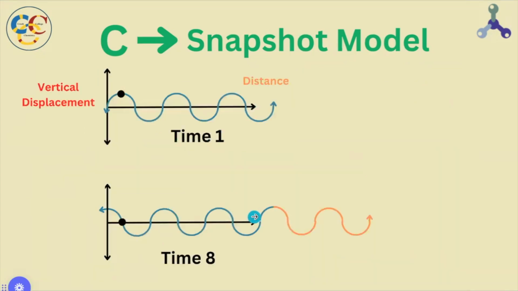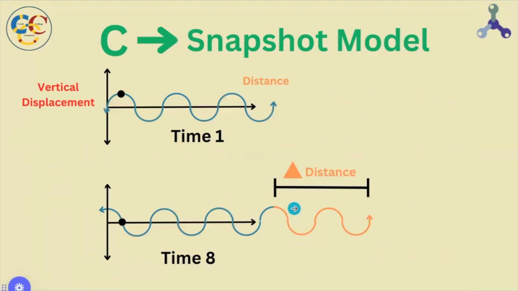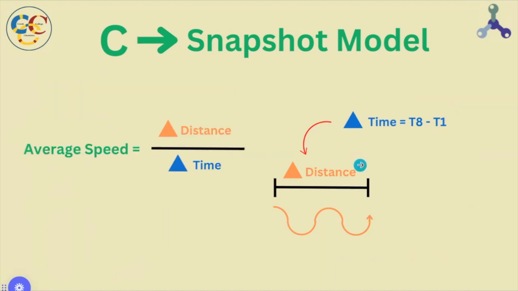If from time 1 to time 8 we've progressed this much, we can relate the distance traveled in that amount of time to the fact that this happened in a particular amount of time, the difference between time 8 and time 1. A key definition we need to know is average speed, and it's equal to the change in distance divided by the change in time.